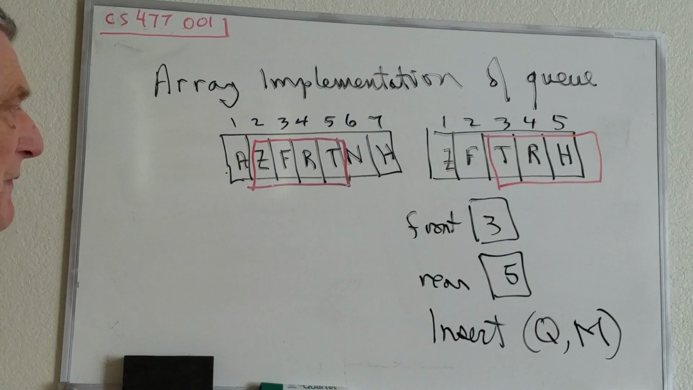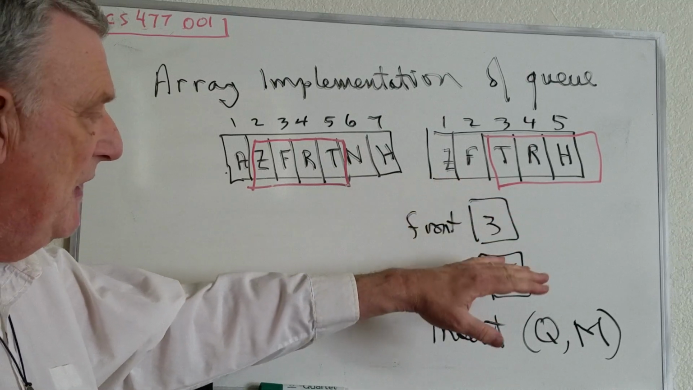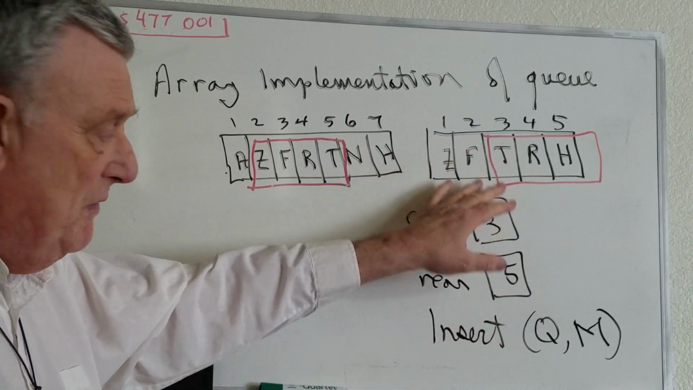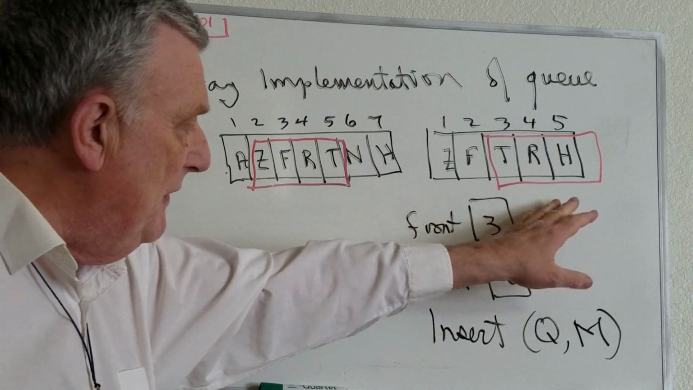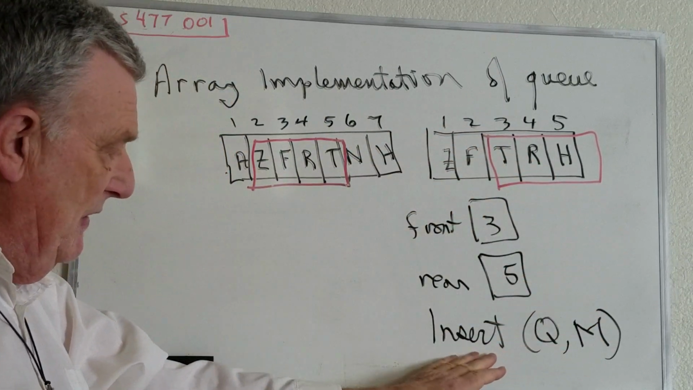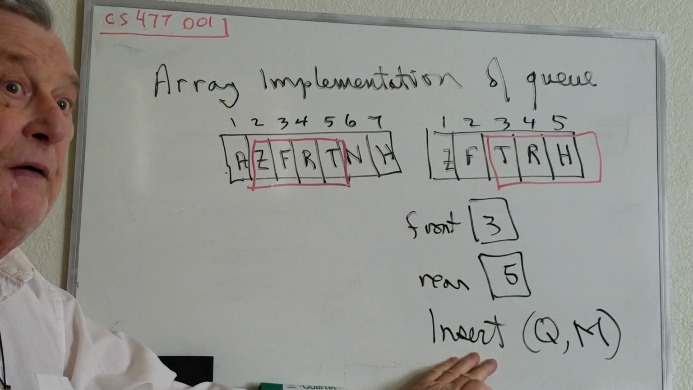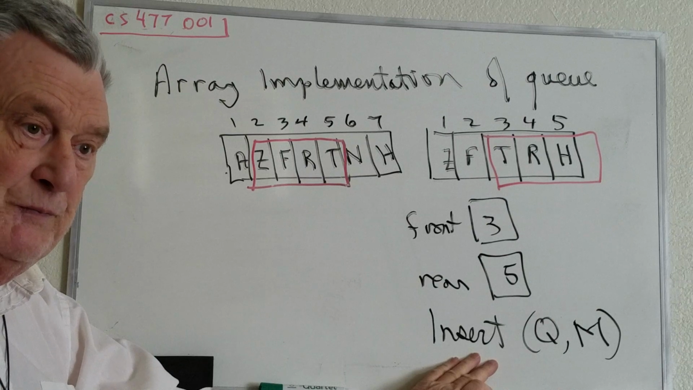Here's an example of false overflow. Suppose that the queue is not full, meaning it doesn't use the whole array. However, the rear item is already at one end of the array, and we need to insert one more item. Where are we going to put it? We've run out of room.